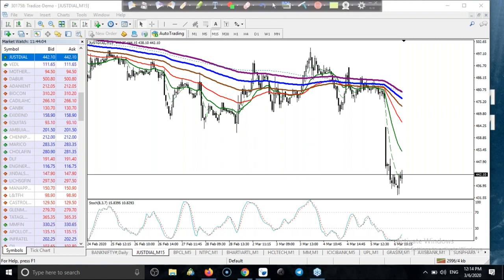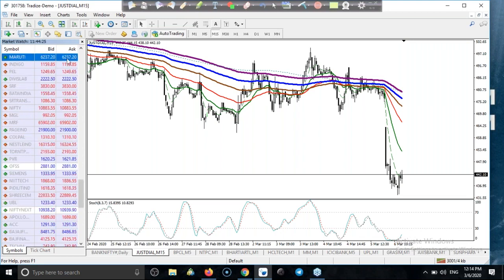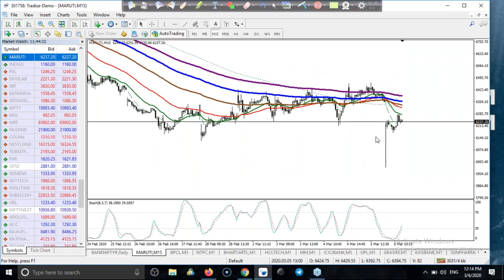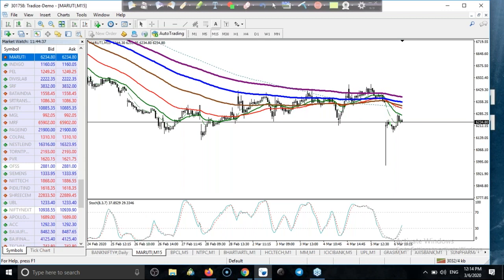Okay, Bank Nifty is also the same. Let's check Maruti. Okay, Maruti. Here we have seen it is still running in a downtrend. There was a big spike today, and right now you can see prices are still in a downtrend and exactly near this resistance line.